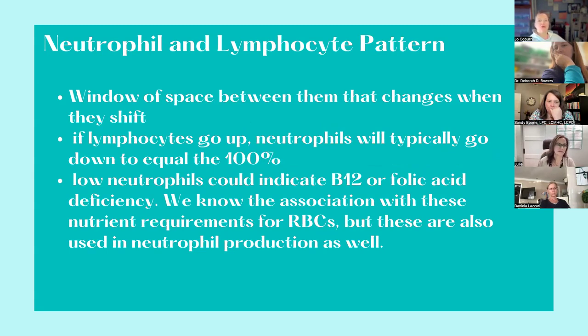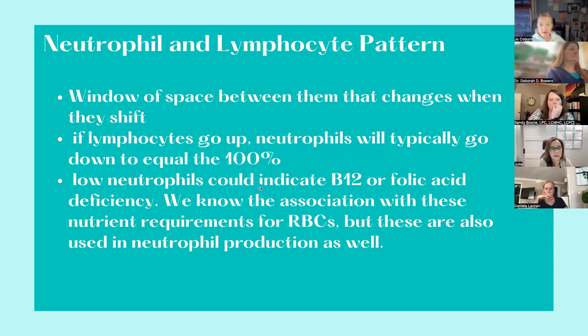So, neutrophil and lymphocyte pattern. There's a window of space between them that changes when they shift. Because remember, we're looking at relatives, and the relatives are going to add up to 100%, right? So if lymphocytes go up, neutrophils are going to go down to equal the 100%. It's kind of like when we look at total protein, right? You're looking at numbers that add up to a certain number. So this is always going to equal 100%.